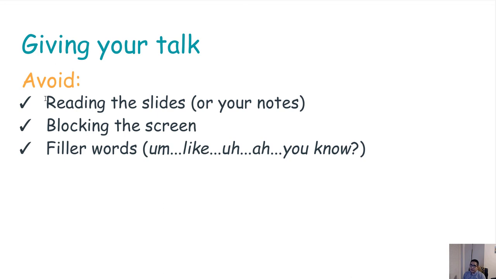Some of the things that people generally do is reading from the slides. This is generally not a good idea. If you are presenting, you should know by heart what you are presenting. If you are moving around and blocking the screen, that is also annoying for the audience members. Using filler words: if you see some of the talks by Elon Musk, you will see he uses a lot of filler words, and sometimes that can be jarring.